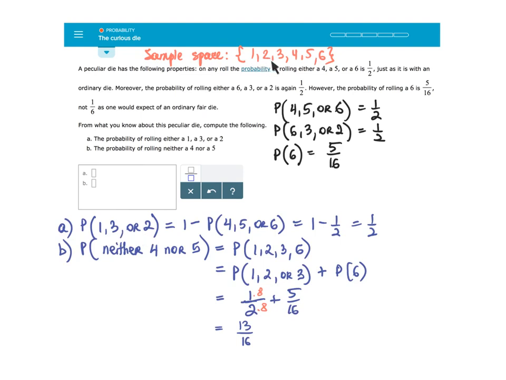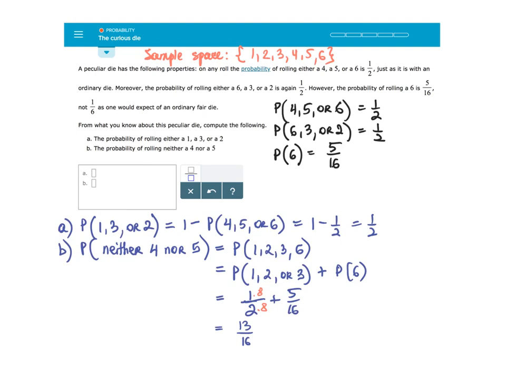A 1, 3, or 2 has a complement, 4, 5, or 6, so I replace the probability of 1, 3, or 2 by 1 minus its complement, which we have defined for us as 1/2. So I'm replacing the probability of 4, 5, or 6 by 1/2, and it gives me 1 minus 1/2, resulting in 1/2 for part A.